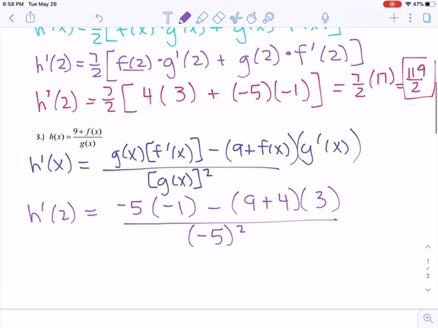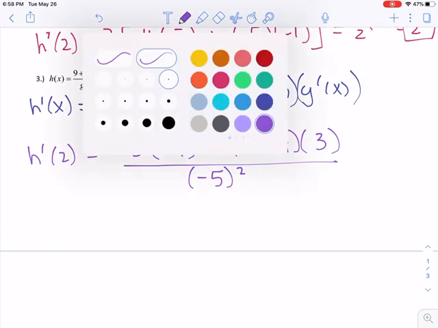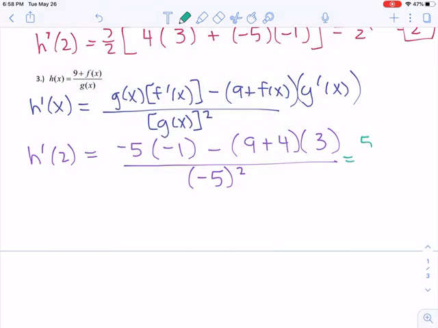So that's going to give me a 5 minus 39 all over 25. And that's going to reduce down to -34 over 25. And that's the last of it.